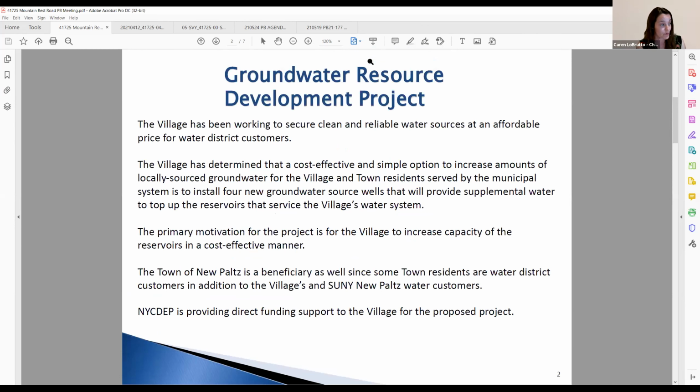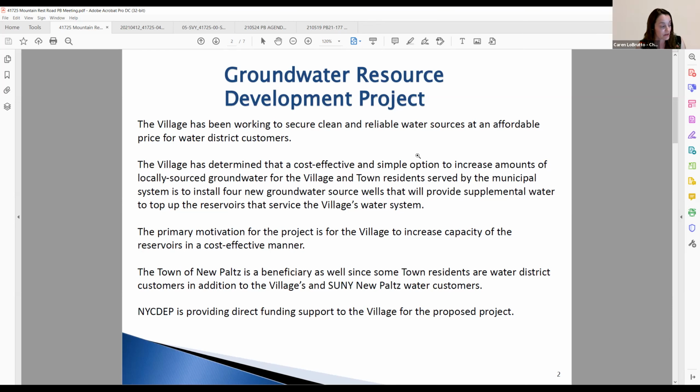As you are probably already aware, the village has been working for a while to find clean and reliable water sources at an affordable price for water district customers. They've determined that a cost-effective and simple option is to increase the amounts of locally sourced groundwater for the village and town residents served by the municipal system, which would involve the installation of 4 new groundwater source wells that will provide supplemental water to top up the reservoirs that currently service the village's water system. The primary motivation is to increase the capacity of the reservoirs in a cost-effective manner. The town of New Paltz is a beneficiary, as well as town residents, our water district customers, and the village and SUNY New Paltz water customers as well.